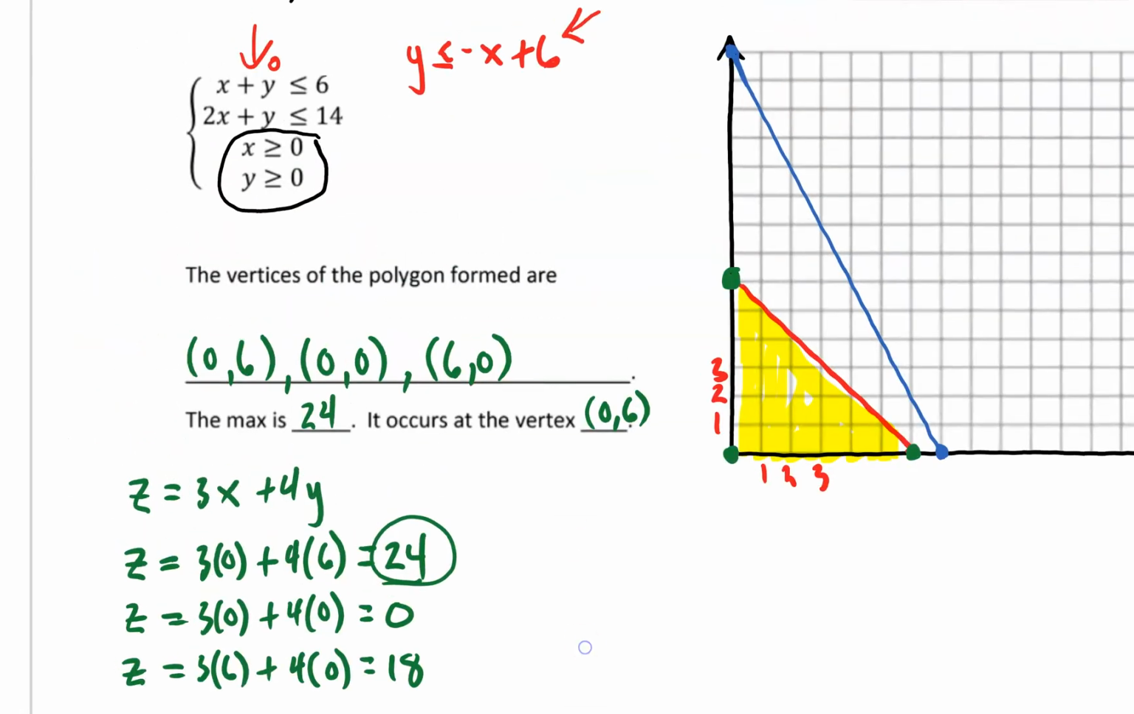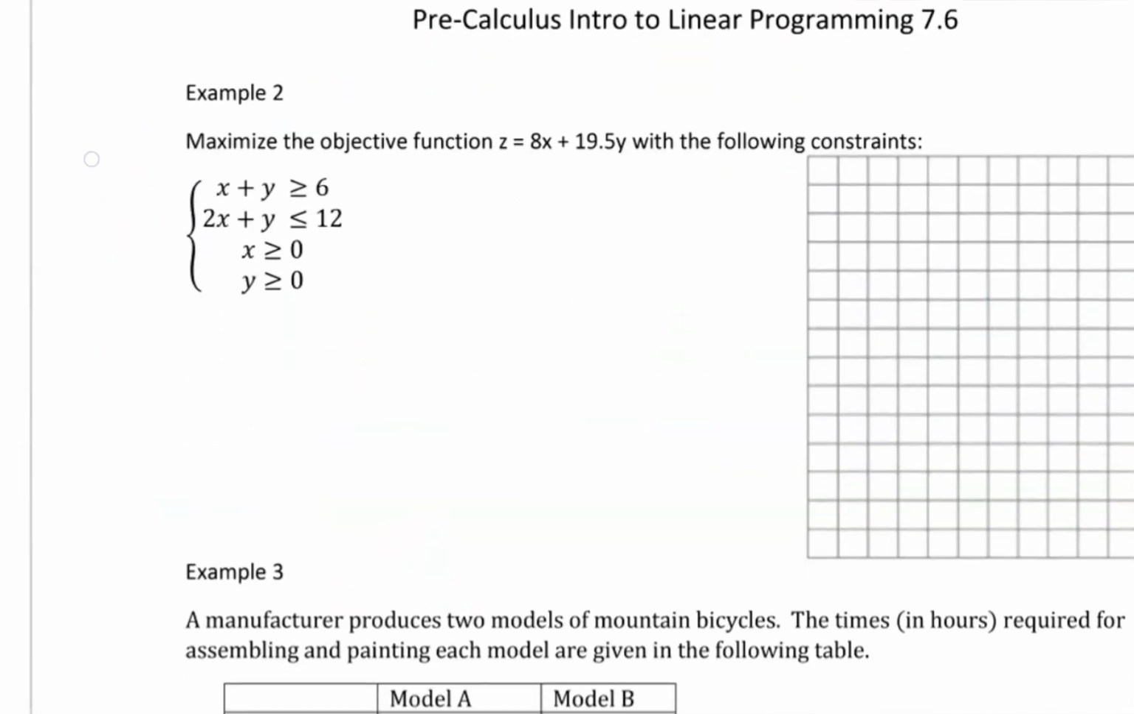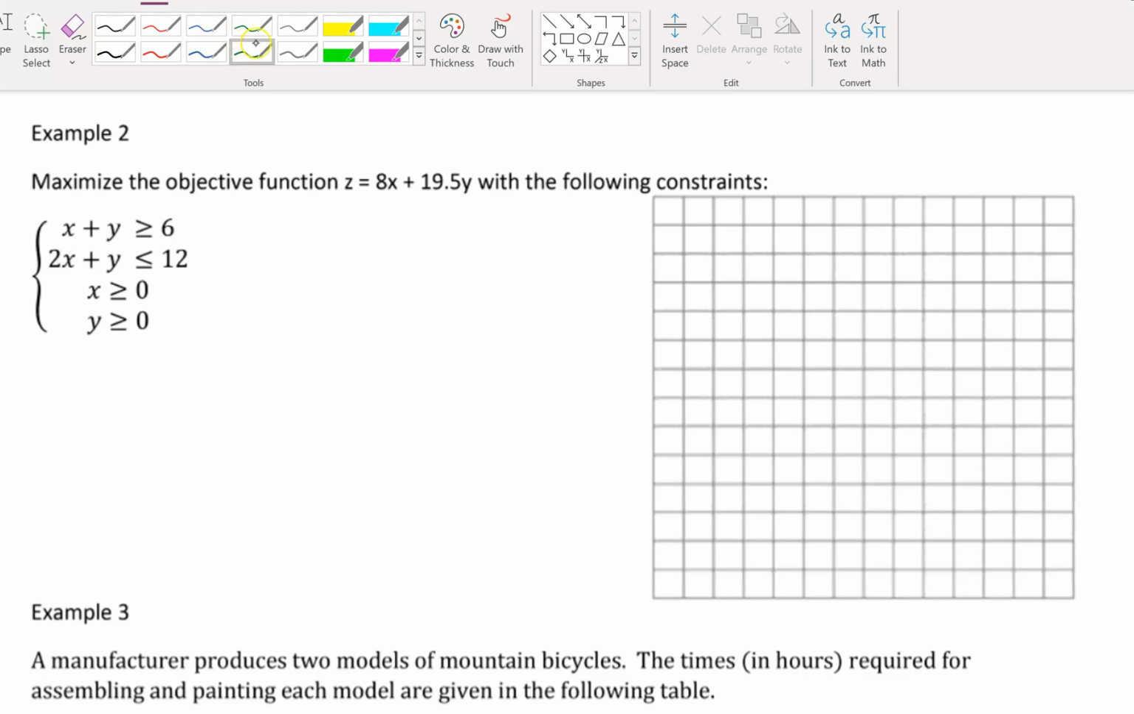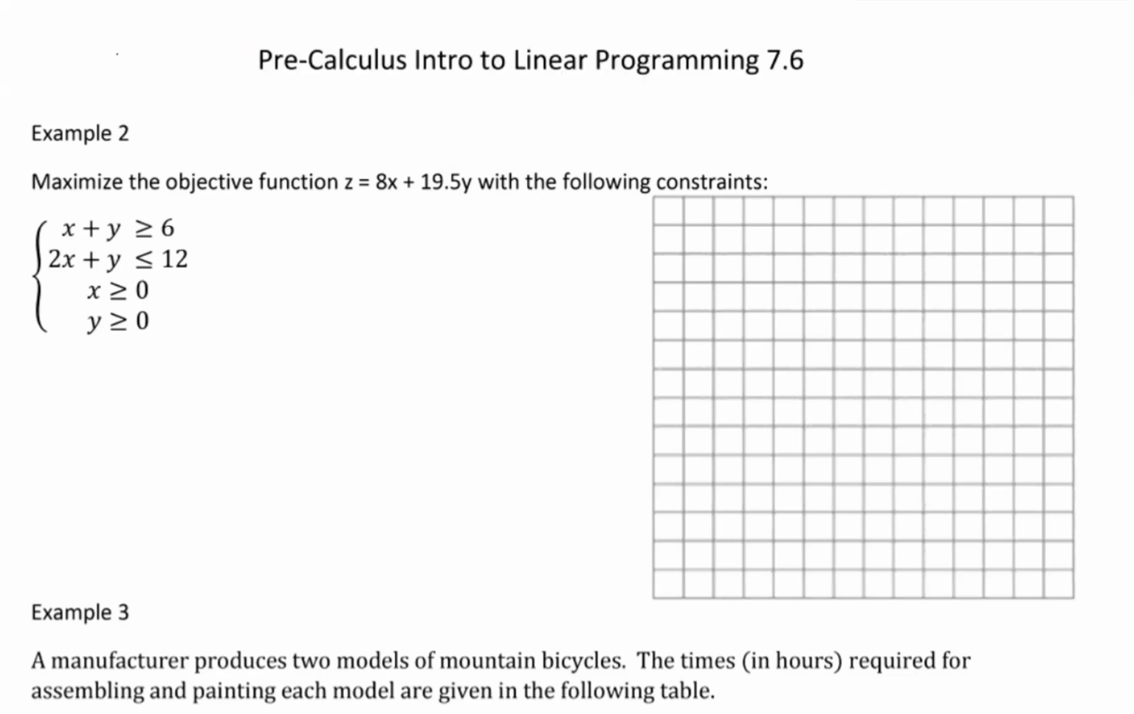Not terrible. Just draw some lines, shade the regions you need to, find your points that create your polygon, and then work from there. Let's try the second one here. This one says maximize the objective function z equals 8x plus 19.5y with the following constraints. So they are now once again saying that we are going to have x being greater than or equal to 0 and y is greater than or equal to 0.